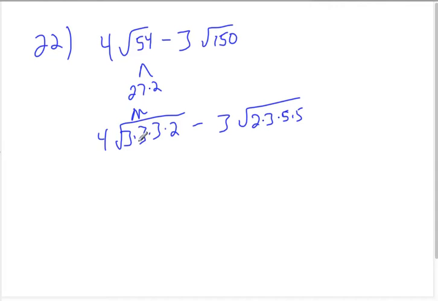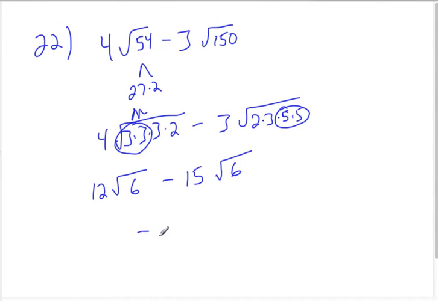Yeah, okay. So these two make a 3, because the square root of 9 is 3, and these two make a 5. So we're going to have 12 root 6 minus 15 root 6. We do now have like terms. 12 minus 15 is negative 3. Then we have root 6. Confirmed.